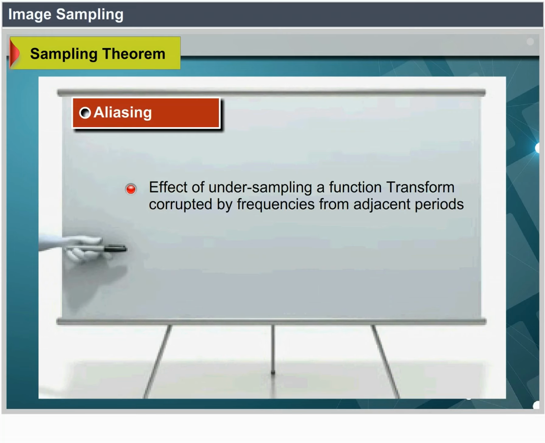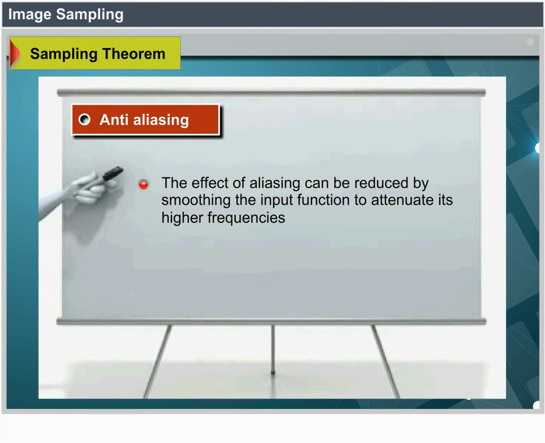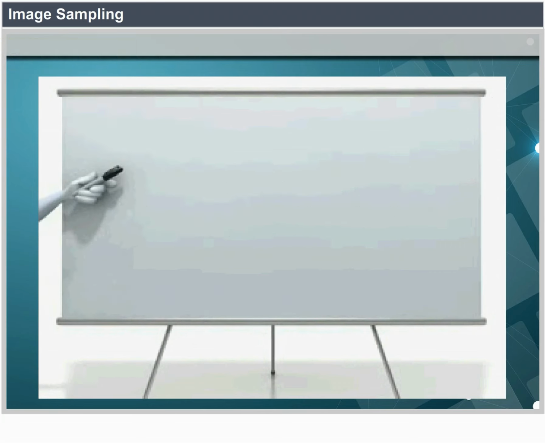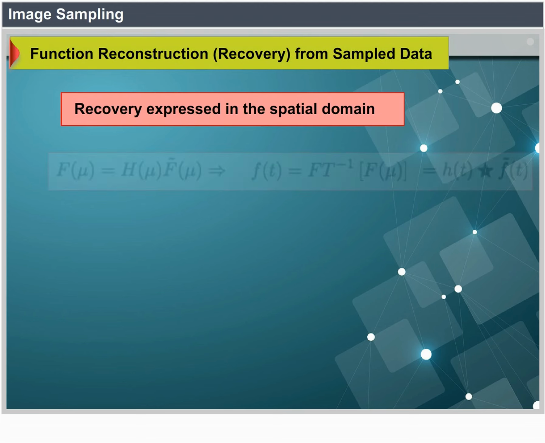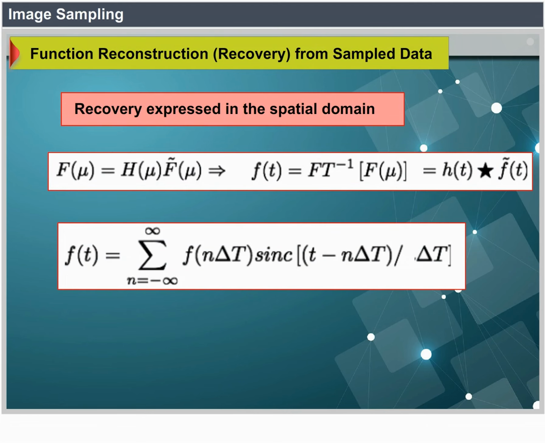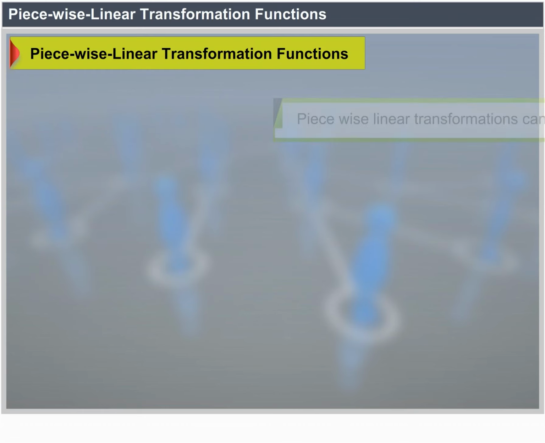Piecewise linear transformation functions. Piecewise linear transformations can be arbitrarily complex. Practical implementations of some important transformations can be formulated by piecewise functions. The disadvantage of piecewise functions is that their specification requires much more user input. Piecewise linear transformation functions include contrast stretching, intensity level slicing, and bit plane slicing.